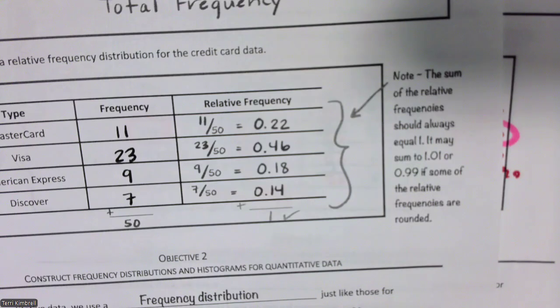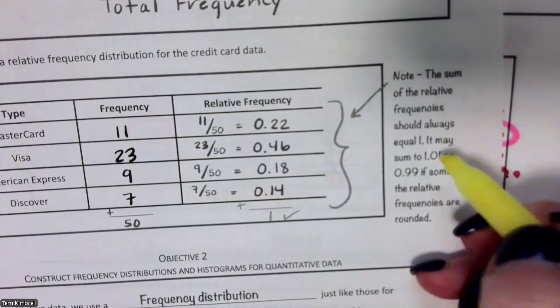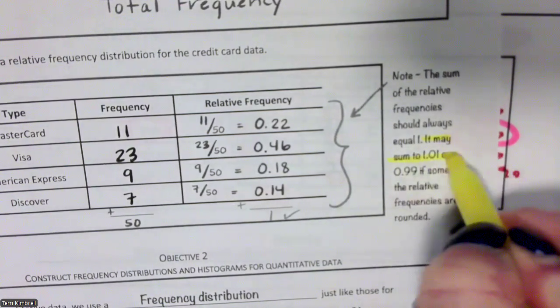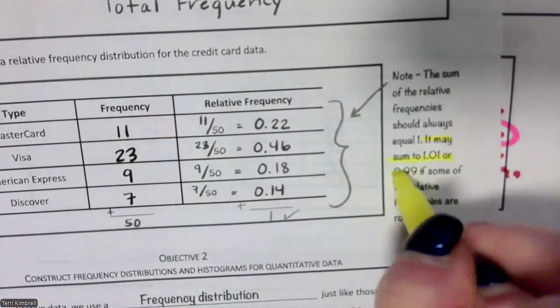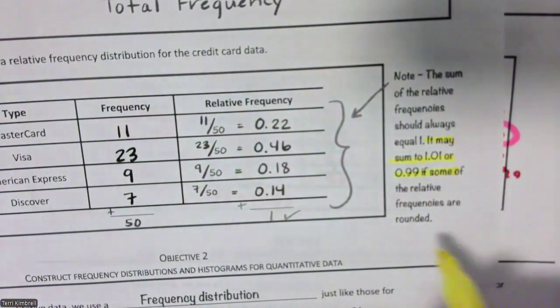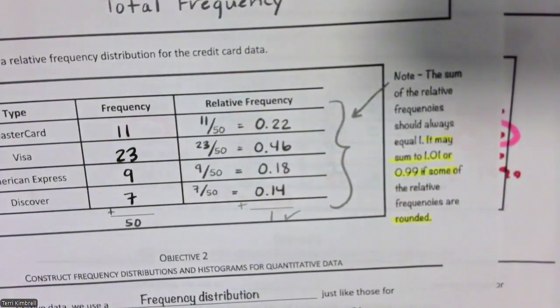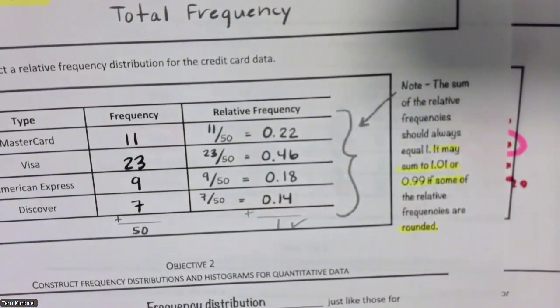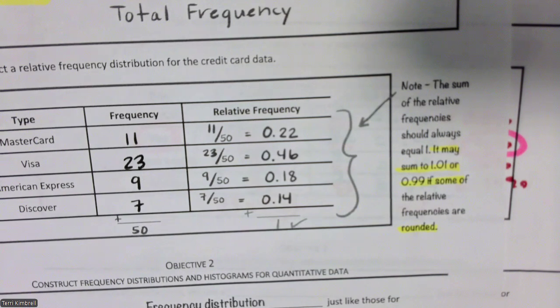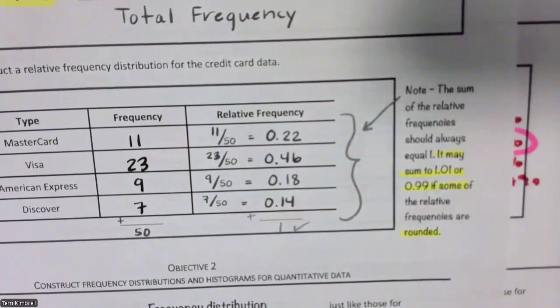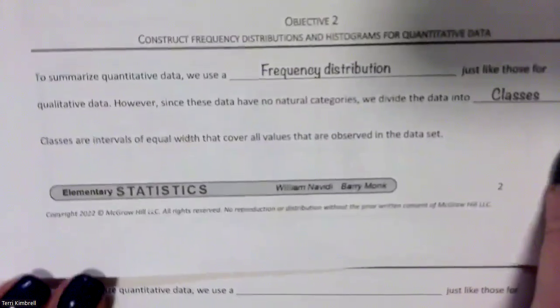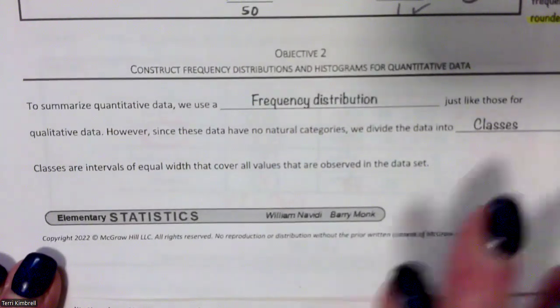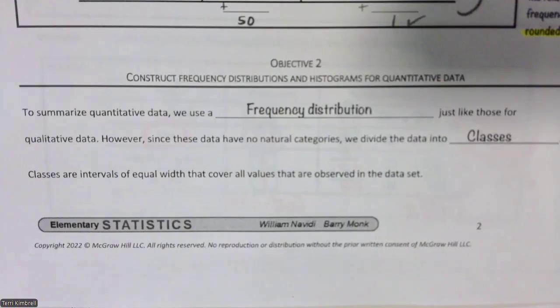So again, what I was mentioning, that it may sum to like 1.01 or 0.99 because of some of the things that are being rounded, okay? So just know that you're going to be very close to 1. Objective 2 deals with the frequency distribution and constructing those.